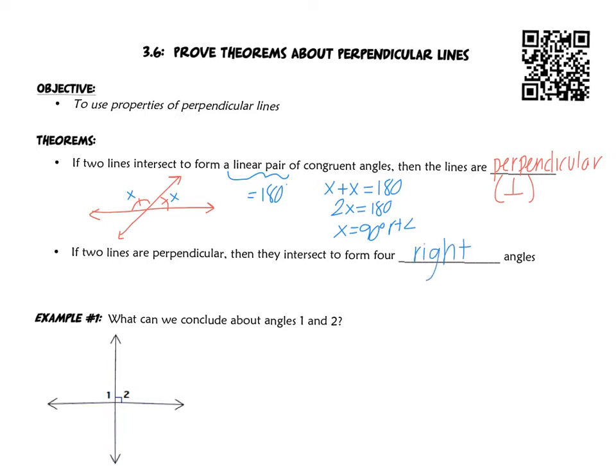Another way: if two lines are perpendicular, then they intersect to form four right angles. Hopefully you saw that building from the last example. If I have two lines and they're perpendicular, that means all these angles are right angles. So I usually put the little box to note that they're 90 degrees.